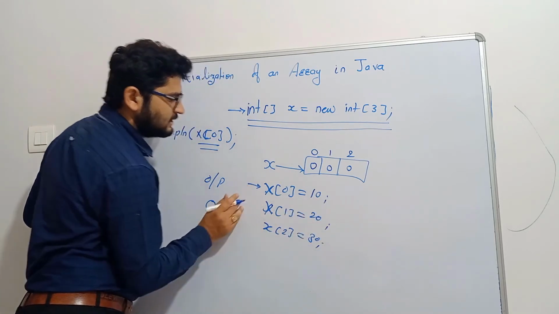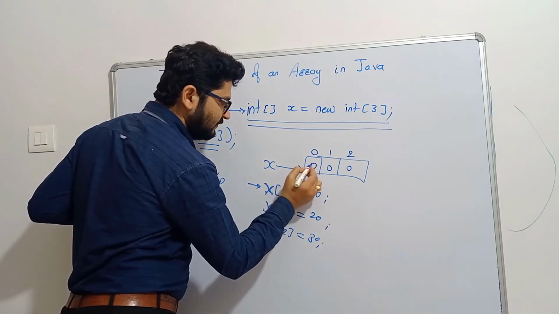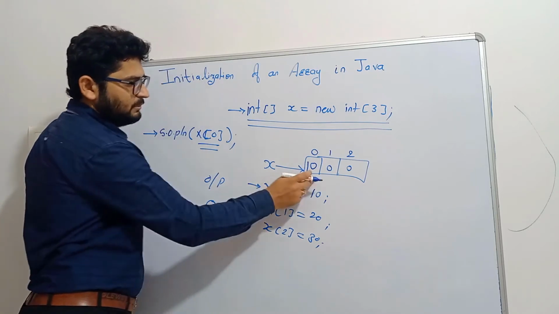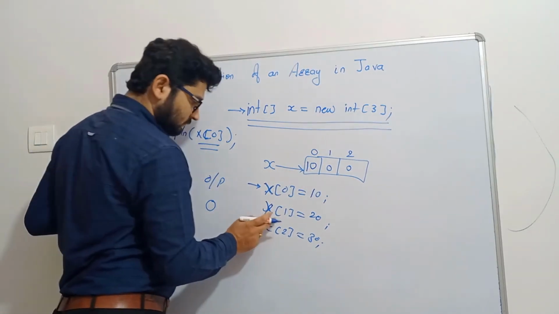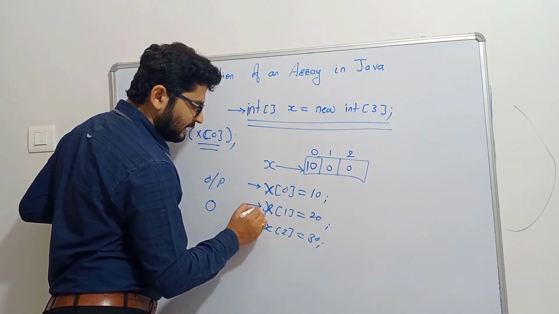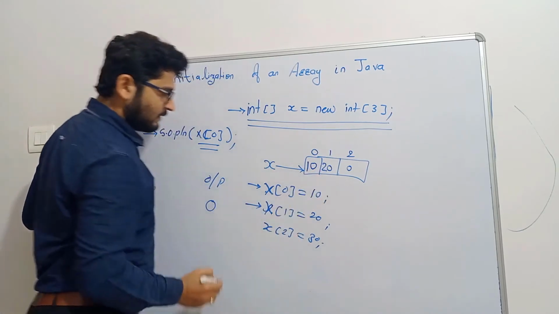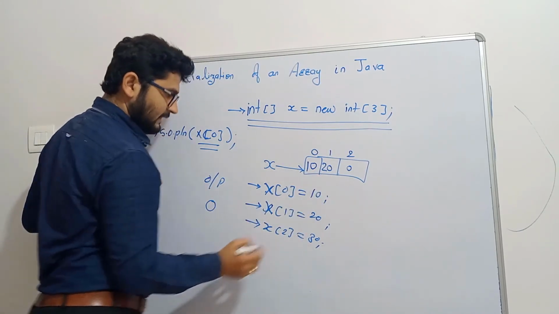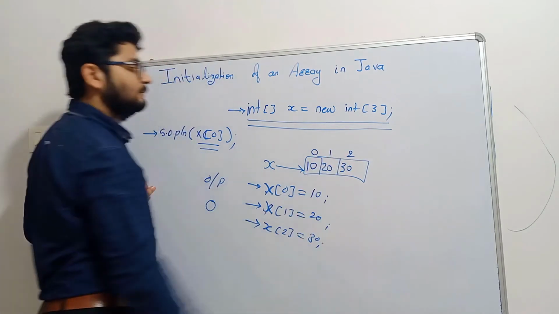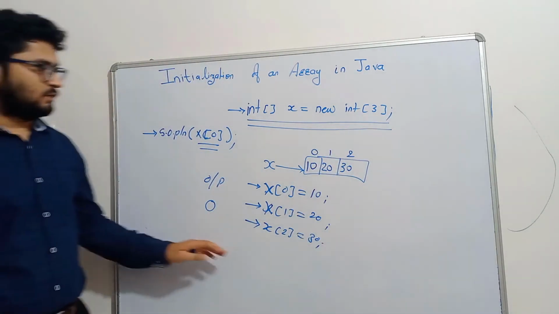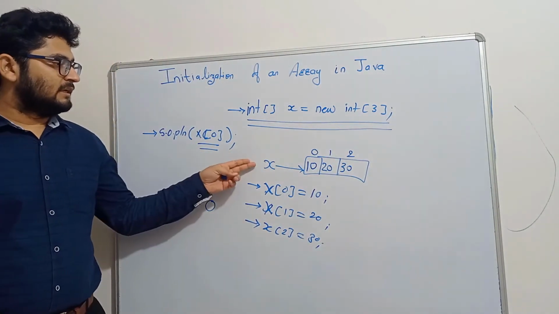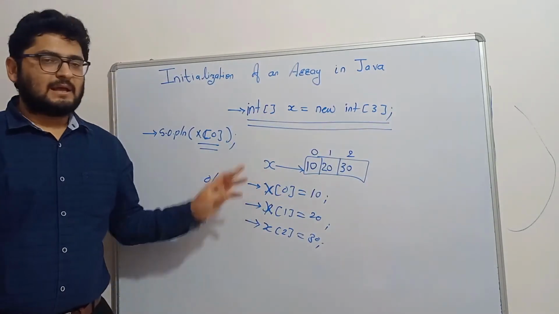So when this line is executed, this 1 will be replaced with 10, 0 will be replaced with 10. When this line is executed, this 0 will be replaced with 20, and when this line is executed, this 0 will be replaced with 30. So in this way, you can initialize each and every element of an array.